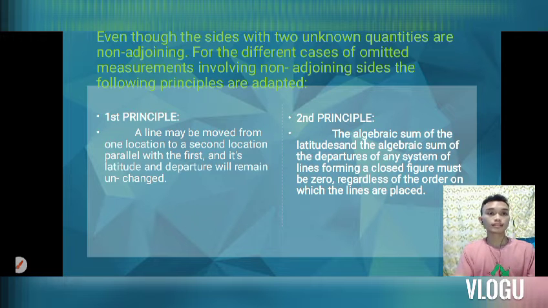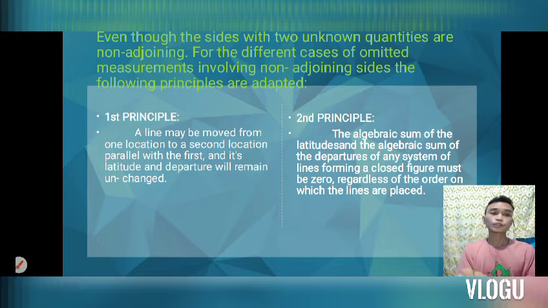Okay? And the second principle: the algebraic sum of the latitudes and the algebraic sum of the departures of any system of lines forming a closed figure must be 0, regardless of the order in which the lines are placed. So our principle number 2, or second principle, states that the algebraic sum.